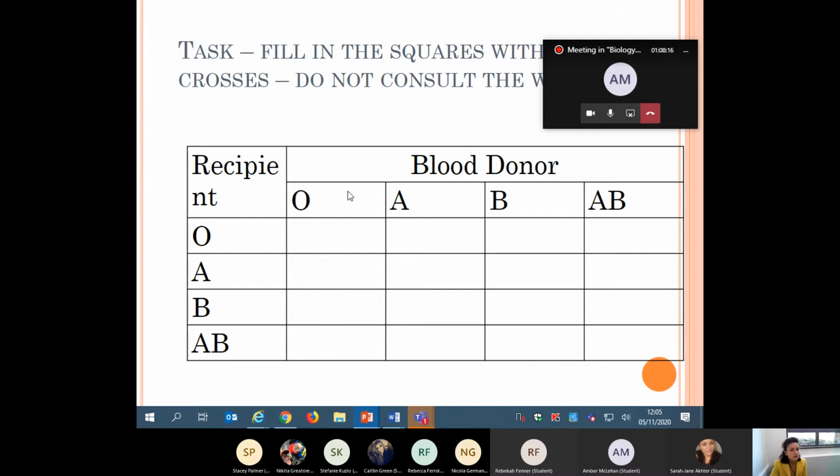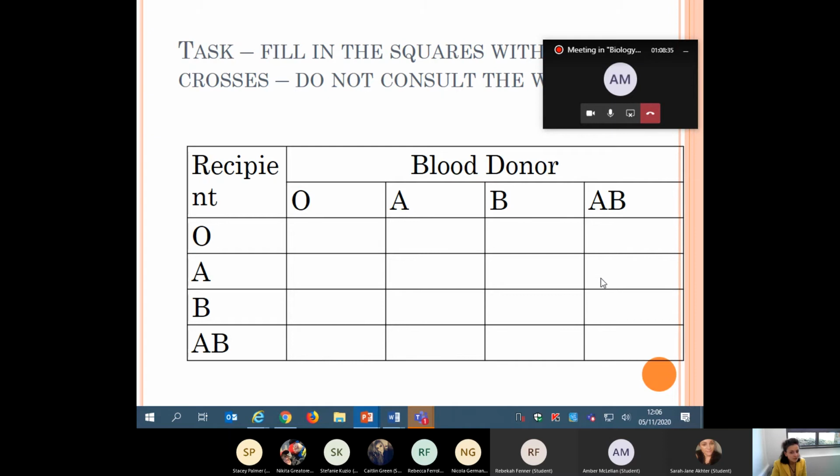Okay, anyway, next one. Blood donor O and recipient B, yes or no? Yes. A and B? No. B and B? Yeah. A, B and B? No. Okay, O and AB. Yes.